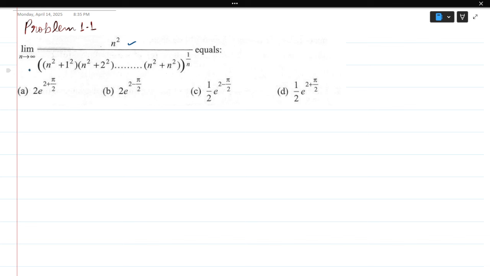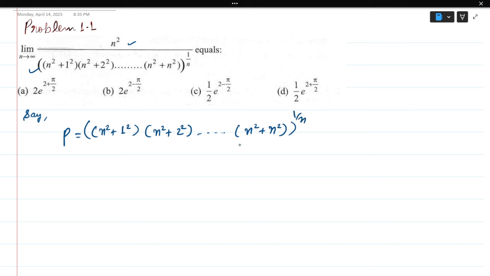If we talk about this product first, suppose we denote the product by P. So say P is equal to n square plus 1 square, n square plus 2 square, and so on up to n square plus n square, and this entire expression is raised to the power 1 by n.